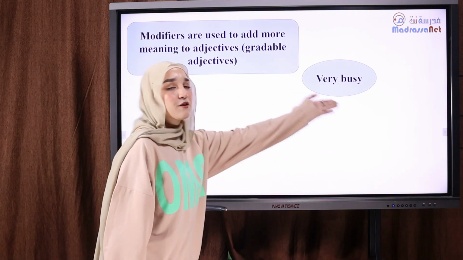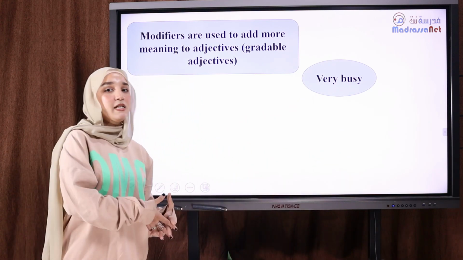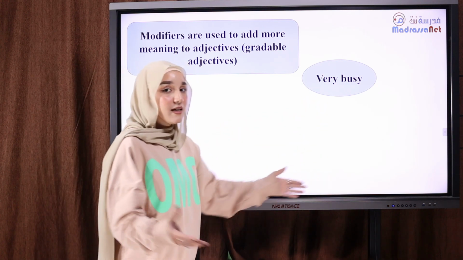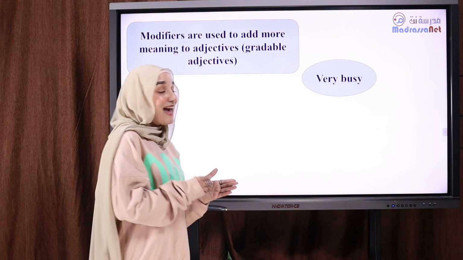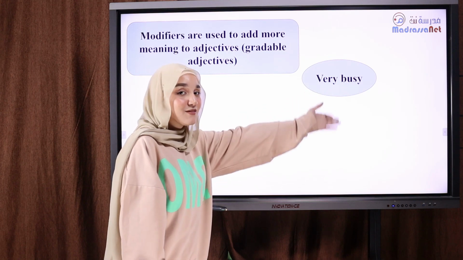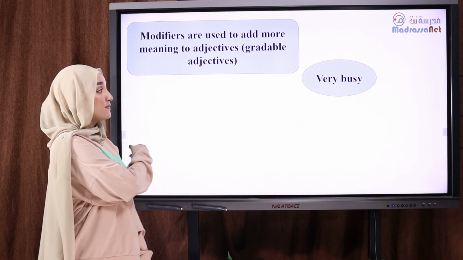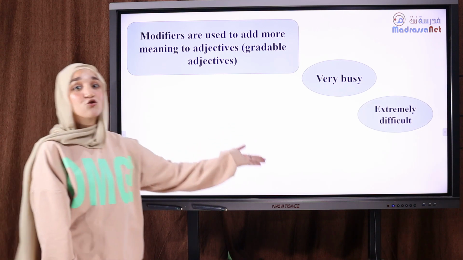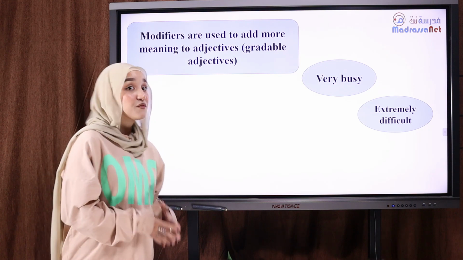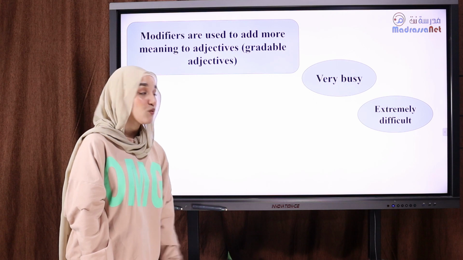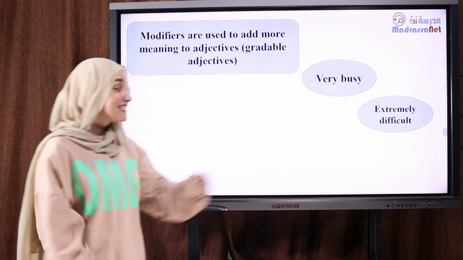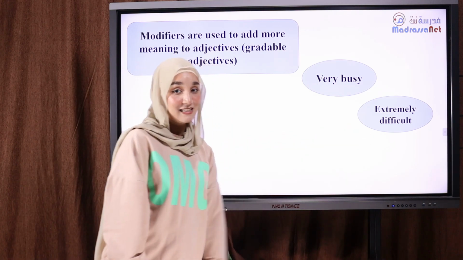Here's an example, very busy. I'm very busy, or my schedule is very busy. So busy is a basic adjective, but if I want to add more meaning to the adjective, I would use very to modify it, okay? The next is extremely difficult. For example, today's test was very difficult, or today's test was extremely difficult. So I'm adding more degree to the difficulty of the test.